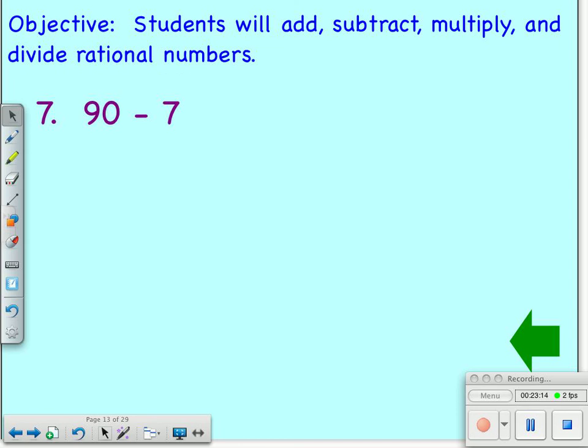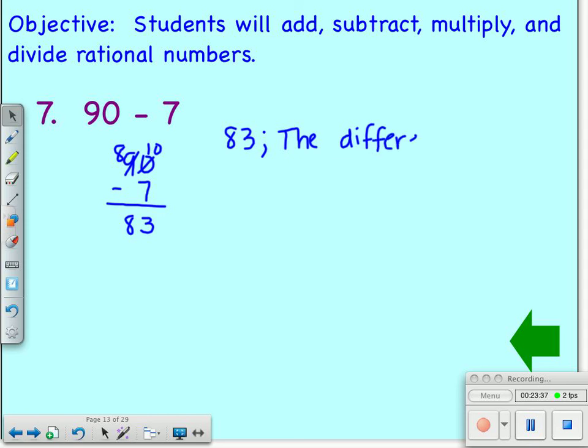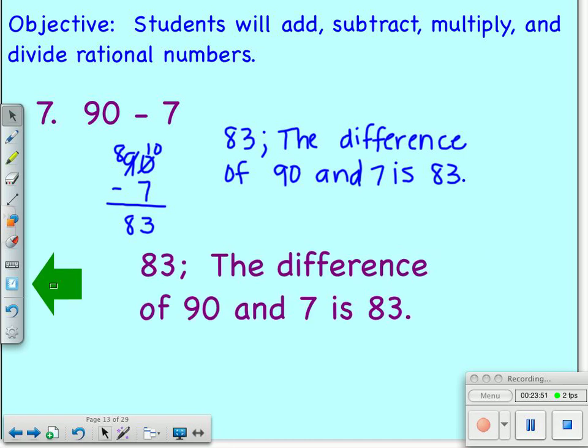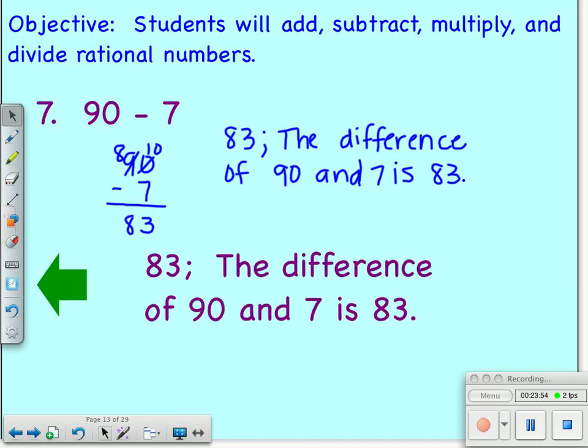Number 7. 90 minus 7. Again, subtraction is difference. So 90 minus 7. Borrow from the 9. Make this 10. We have 83. So our answer is 83. And the difference of 90 and 7 is 83. Check your work. Perfect. Box your answer.